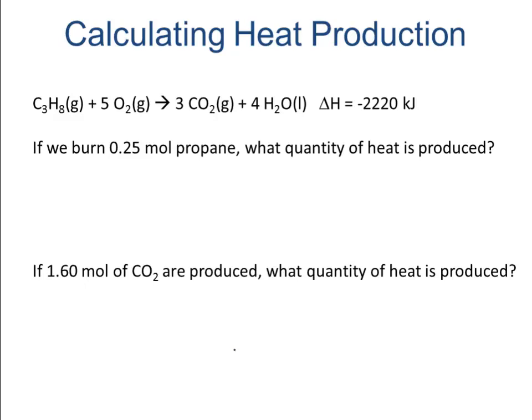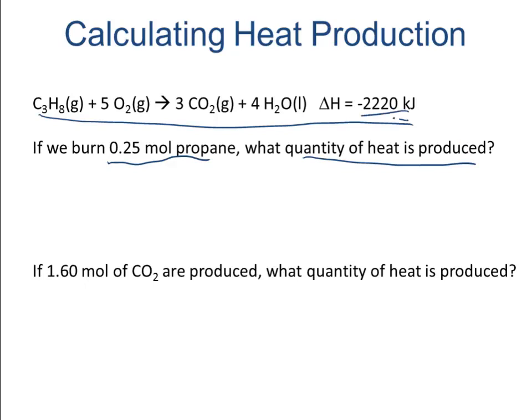We can use that in a practical way to determine how much heat will either be absorbed or generated when a certain amount of reaction happens. We have here the thermochemical equation, or the equation and the delta H value, for the combustion of propane. If 0.25 moles of propane are burned, what quantity of heat, that is how much heat, is produced? And we know that for this reaction, as written in moles, 2,220 kilojoules is produced.